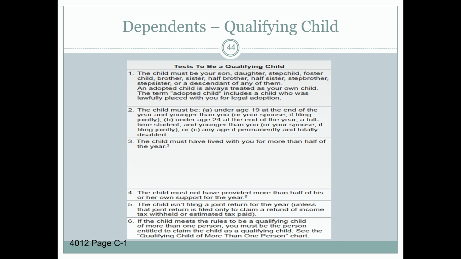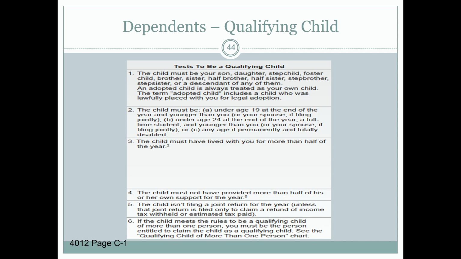The fourth test is a support test, and basically what it means is the child must not have provided more than half of his or her own support. Sometimes you have students, even in high school, who do begin to work. And if they use the money for their support, then you do have to make a determination as to whether they are providing more than half of their own support.